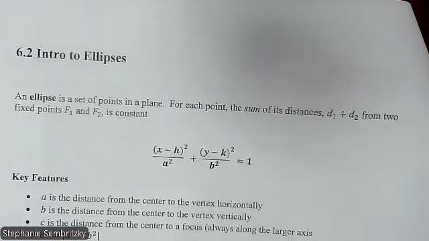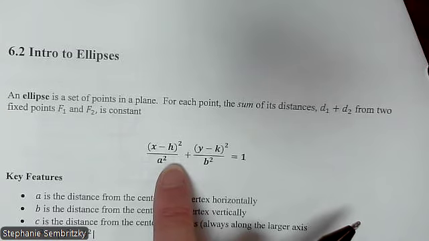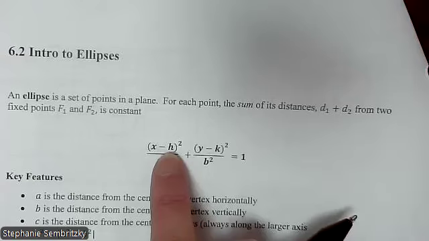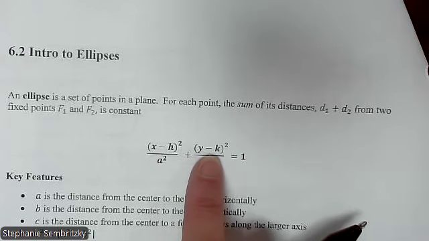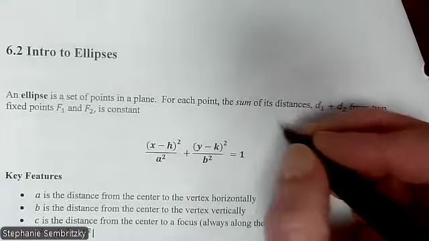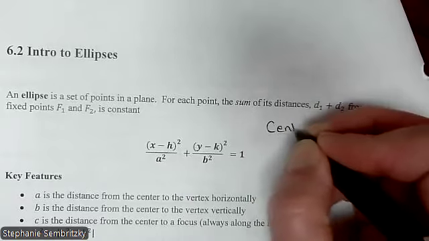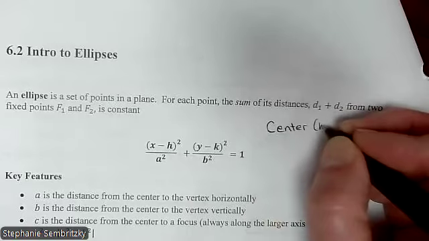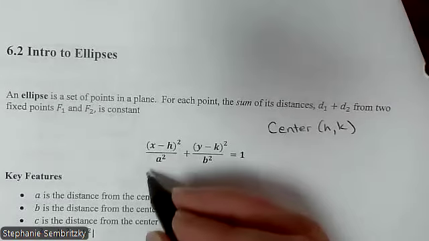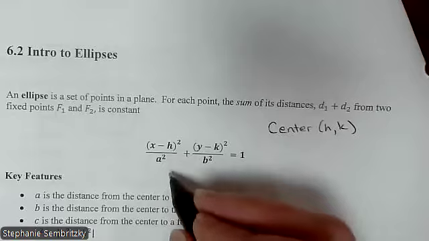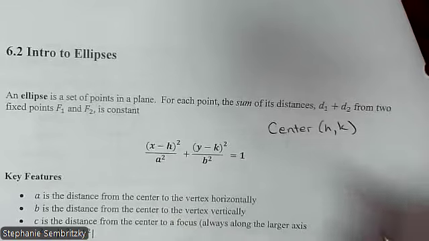Now, the way the formula works for an ellipse, it looks very similar to a circle. We have x minus h squared and y minus k squared. So our center is h, k. So your center is still h, k. But notice that we have these fractions with something squared and something squared.